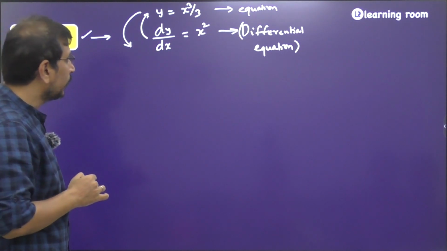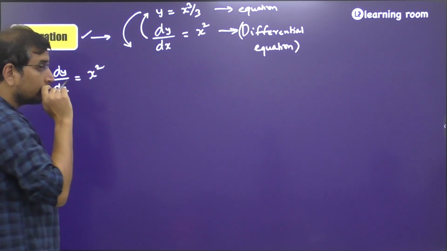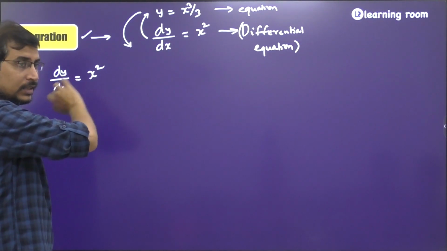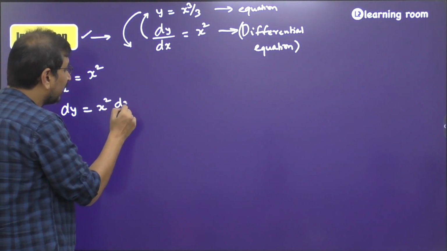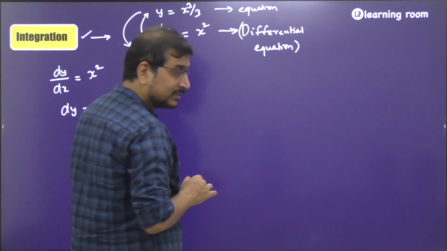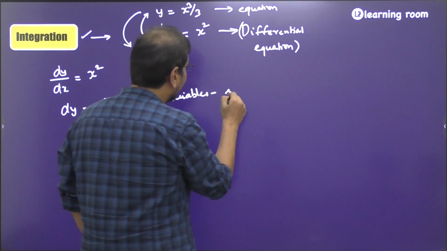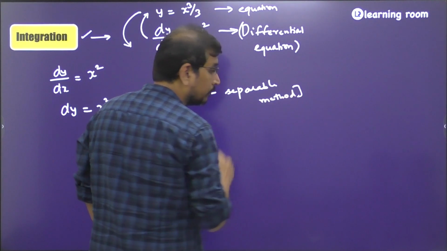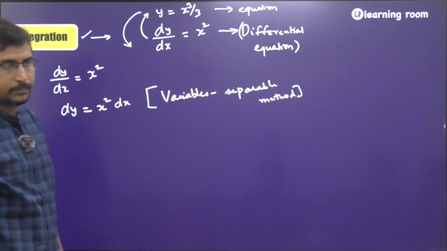So to integrate, what you do is, this dy by dx is there, no, which is x square. This dy is also a variable, dx is also a variable. You will take the dx to the other side, right? Then you will write dy is equal to x square times dx. And this kind of a process is called as variables separable method, because you separated the variables. You separated y on one side, x on other side.